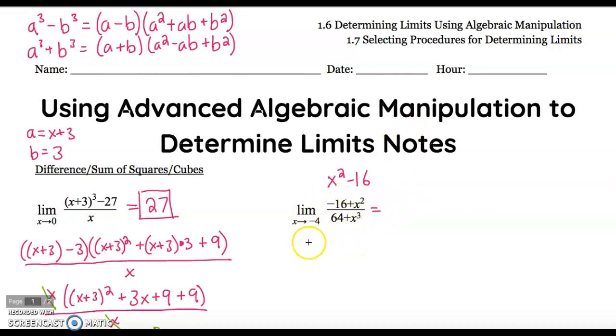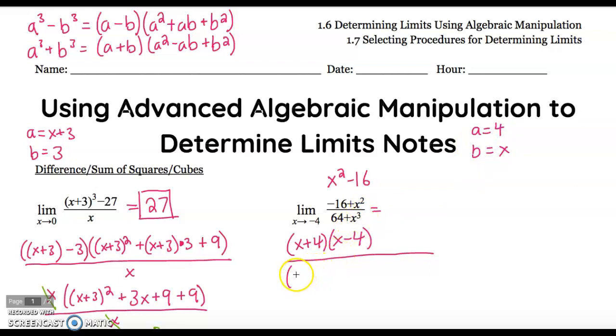Oh, and I'm not going to do it right next to my limit. I'm going to do it below. So up top, remember it's secretly this, so I can change this into x plus 4, x minus 4 using difference of squares. And then on the bottom, and I'll have to extend it a little bit, I have something cubed plus something else cubed. So in this scenario, my A would be what cubed gives me 64? Well, that's just 4. And then my B value would be x, because x cubed gives me x cubed.